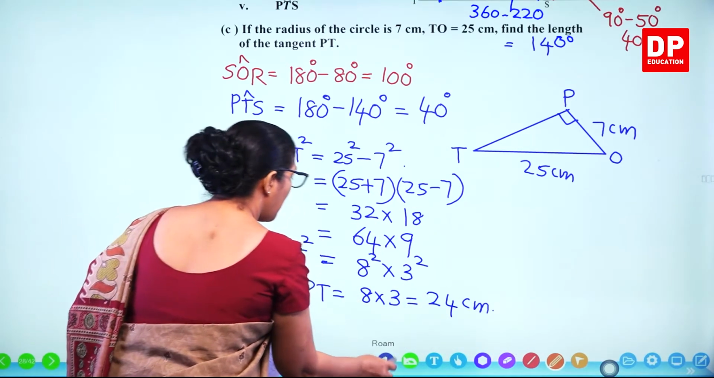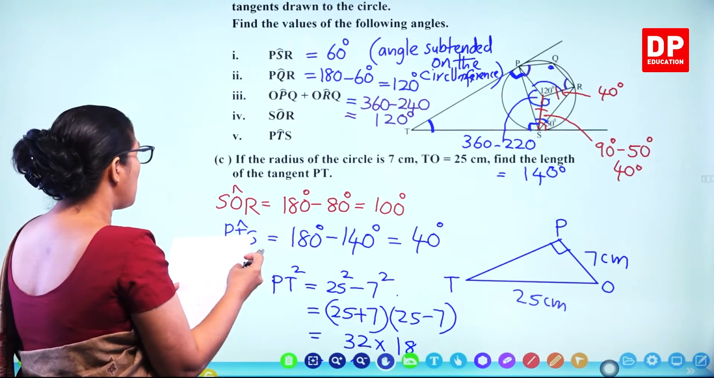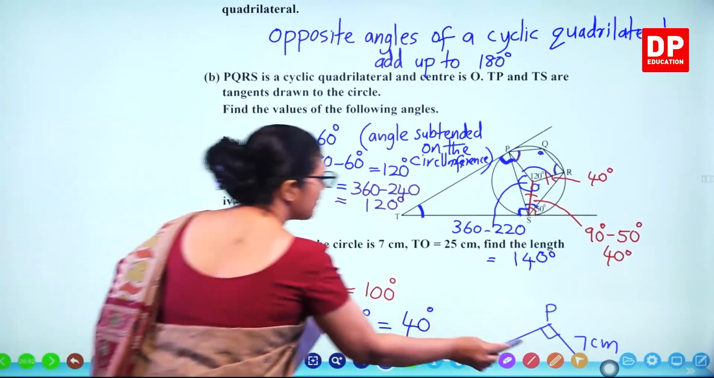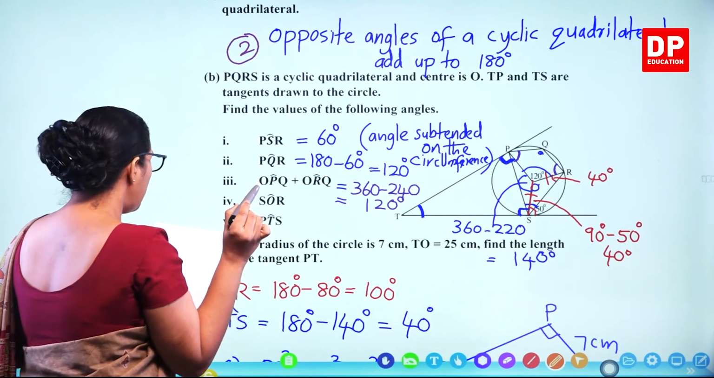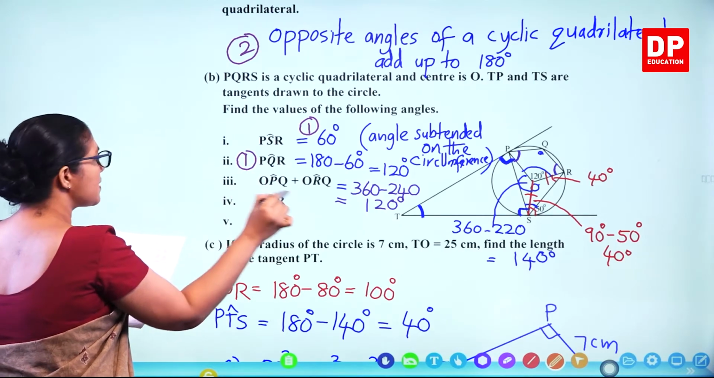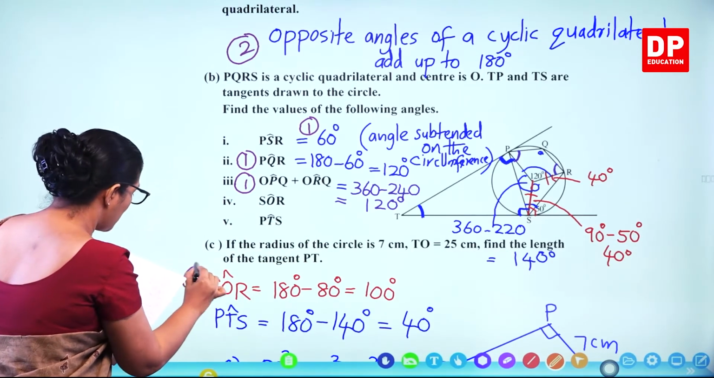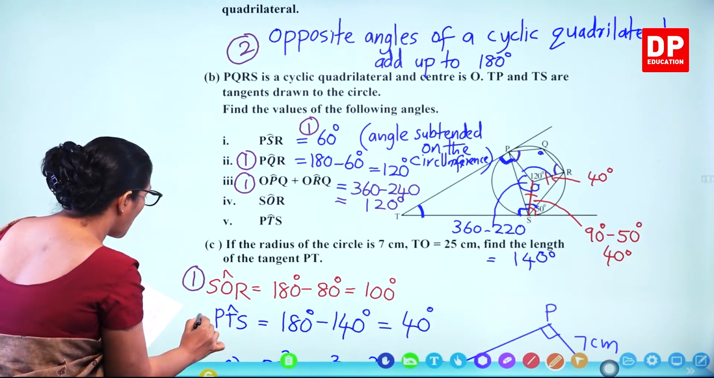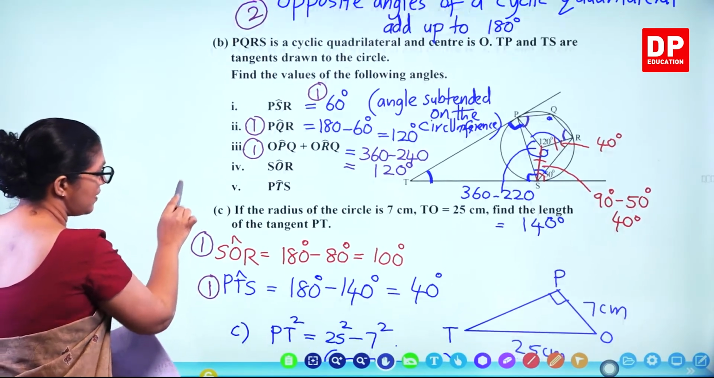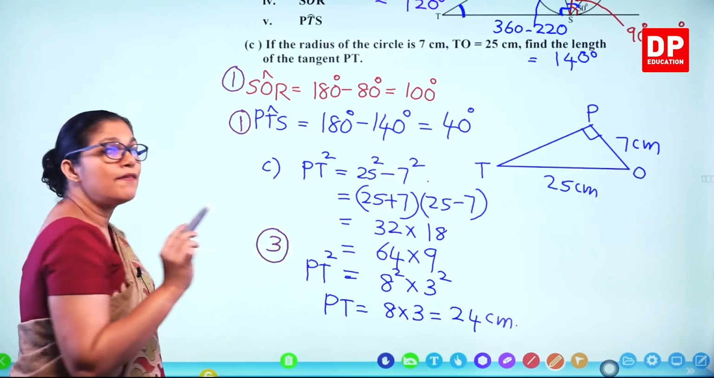So we'll see how you get marks for the whole question. 180. We gave 2 marks for, no, we didn't give a single mark there. So we'll give marks from the beginning. 2 marks here. And then 1 mark for 60 degrees. 1 mark for 120. SOR is 100 degrees, that's 1 mark, and 40 degrees for PTS, that's 1 mark. And finding the length, 1, 2, 3, 4, 5, 6, 7. So this part, 3 marks, 24 centimeters. So altogether we gave 10 marks for that question.